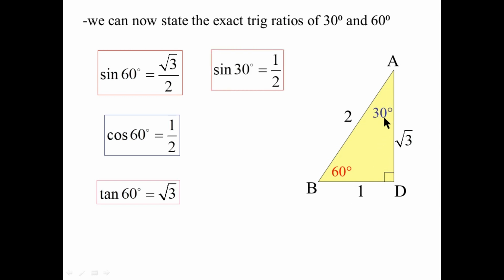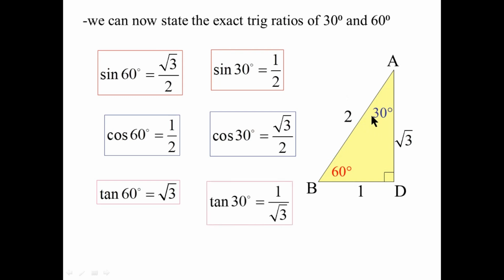Same thing with the sine. Sine of 30, SOHCAHTOA, opposite over hypotenuse, so 1 over 2. Cosine, adjacent over hypotenuse, root 3 over 2. Tangent 30, SOHCAHTOA, opposite over adjacent, so 1 over root 3.